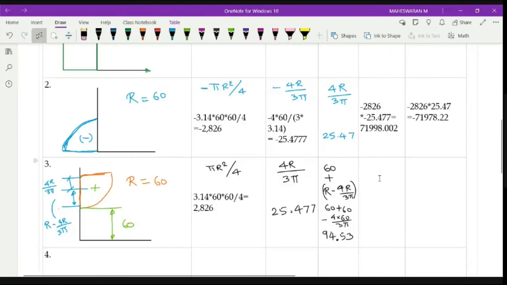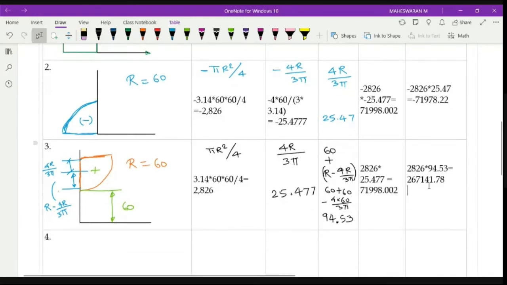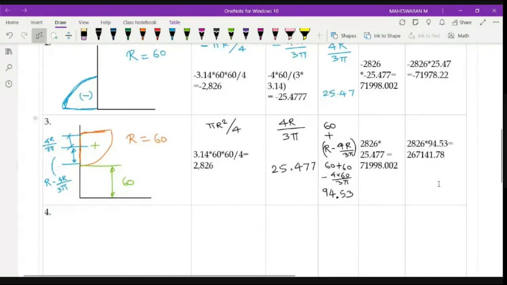Right? So it is 2826 into 25.477. Right? So you get around 719 and 0.002. Next, similarly, here again, 2826 into 94.5. Right? So you get 2617141.7. This is the value.